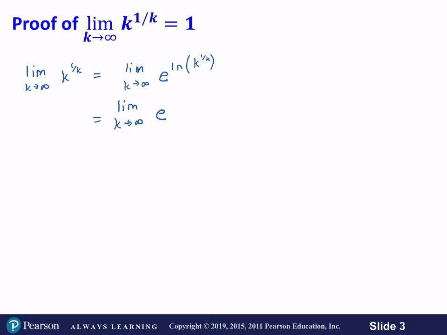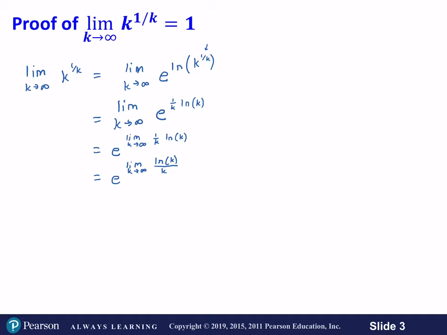If we have a natural log of something raised to a power right here, then we can bring that power out front of the natural log. So we have e to the 1 over k times the natural log of k. And one thing we know about a limit is that we can actually bring it inside of the exponent, since e is just a number. So we could rewrite it like this. And let me rewrite this one more time, just for clarity. We can write this as the natural log of k divided by k.